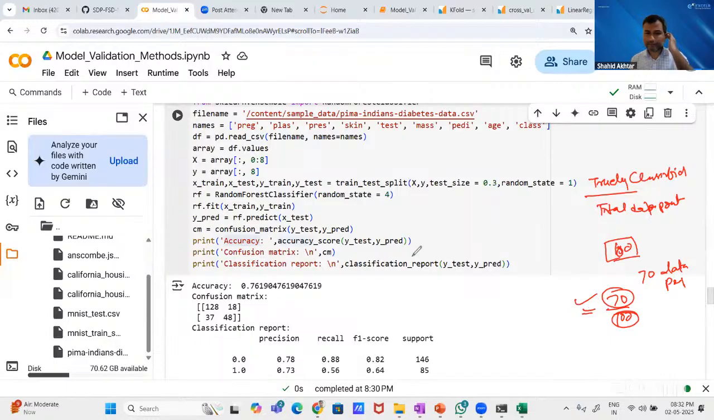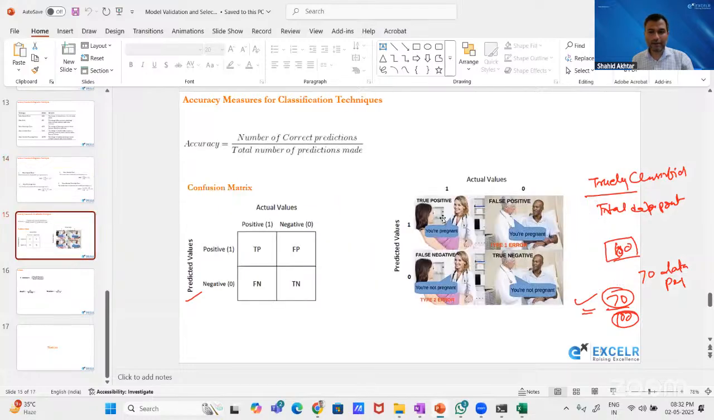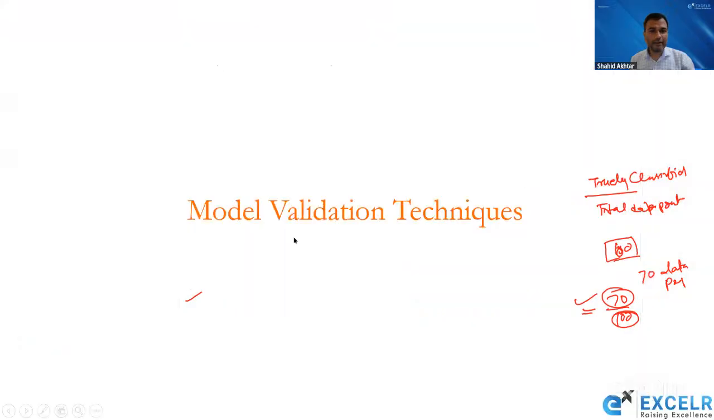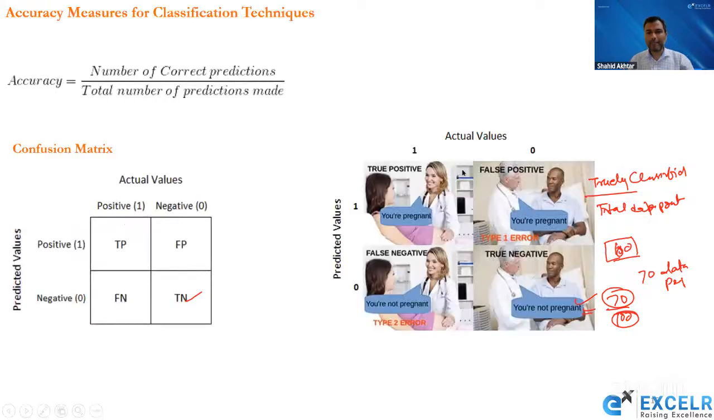Another is the confusion matrix. The confusion matrix is basically a very important topic here. So actual value or predicted value you will get. Wherever you are going to put actual value or predicted value, just check for that.